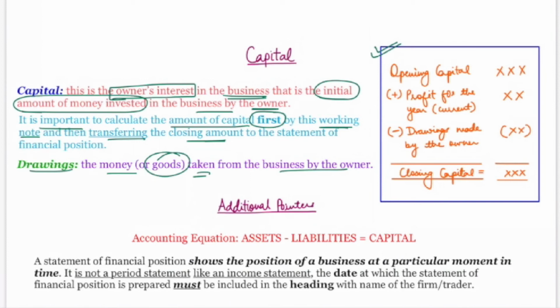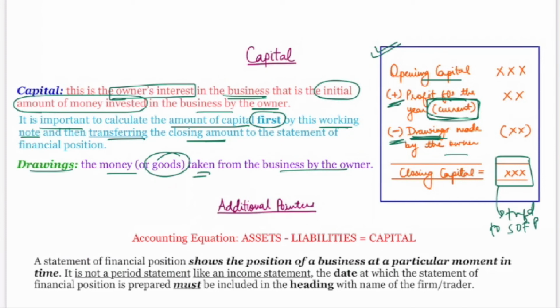Now let's see the working note. So you start by opening capital, that is closing capital of previous year. Then you add the profit for the year. Most importantly, the current profit. Always add the current profit for the year. Then you have to subtract the drawings made by the owner, that is in terms of the worth of goods or the amount of money, and then you get the closing capital. This has to be transferred to the statement of financial position.